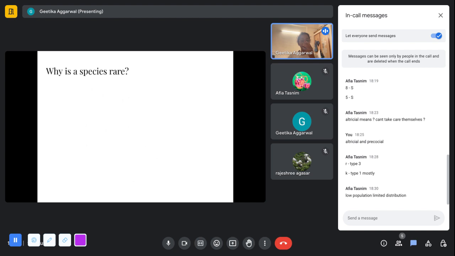Low population, limited distribution. Yeah, that is correct. So can you elaborate a little? Why do you think it has a low population, or why does it have a limited distribution?